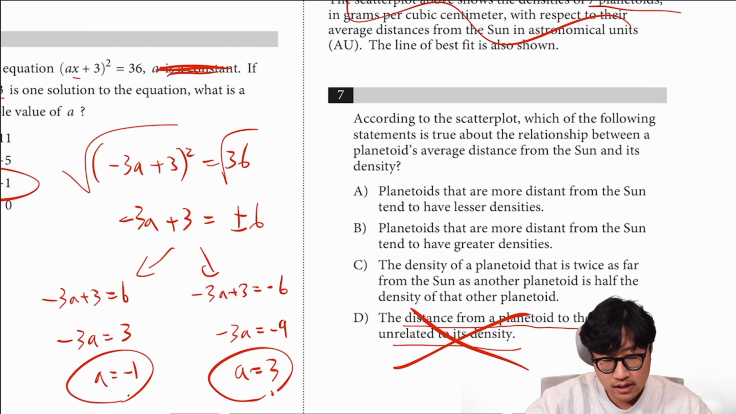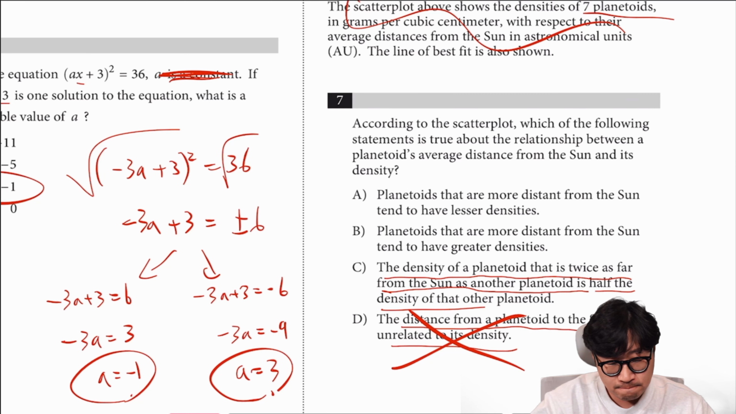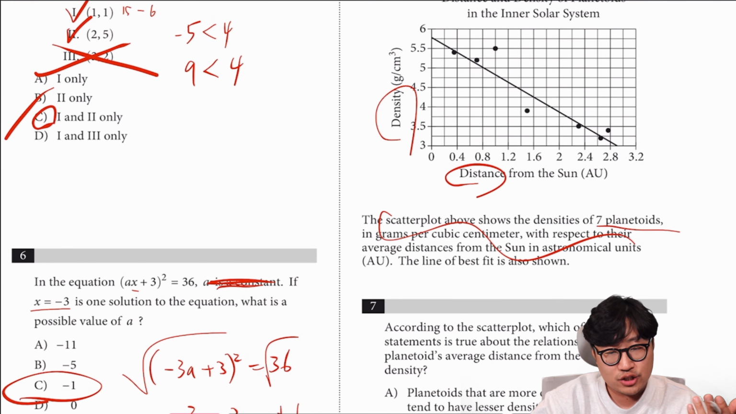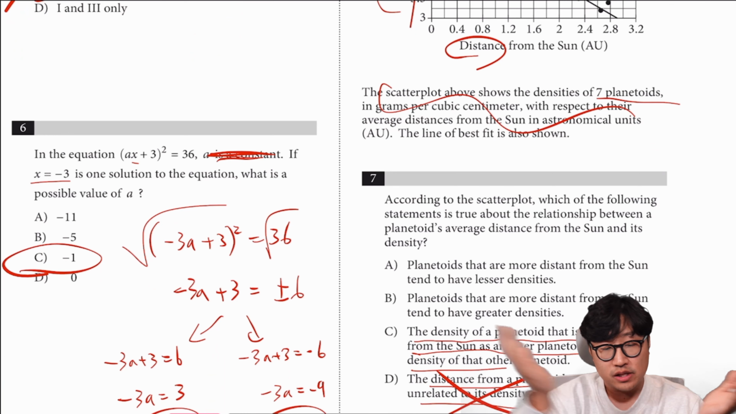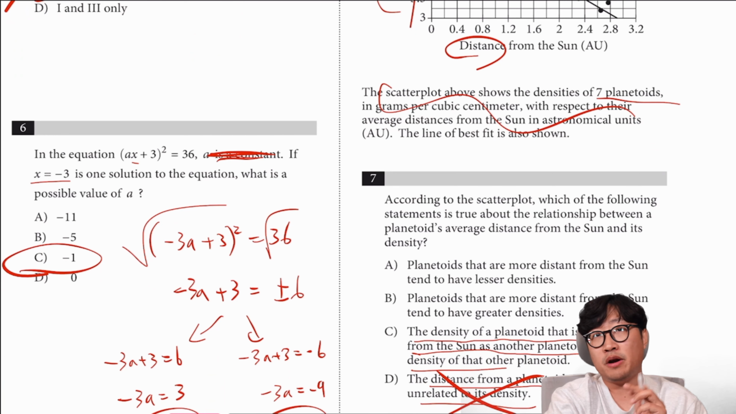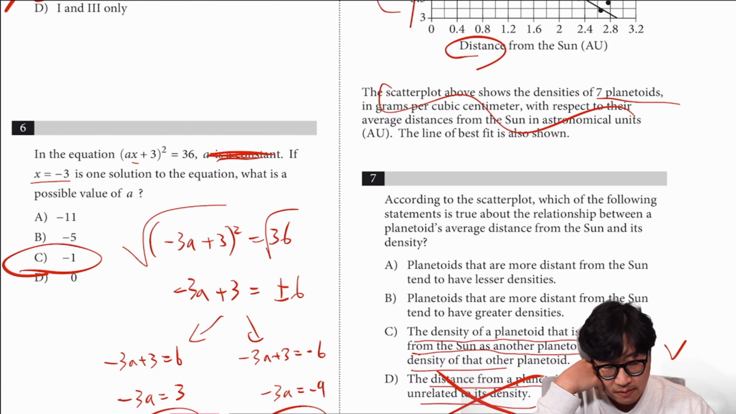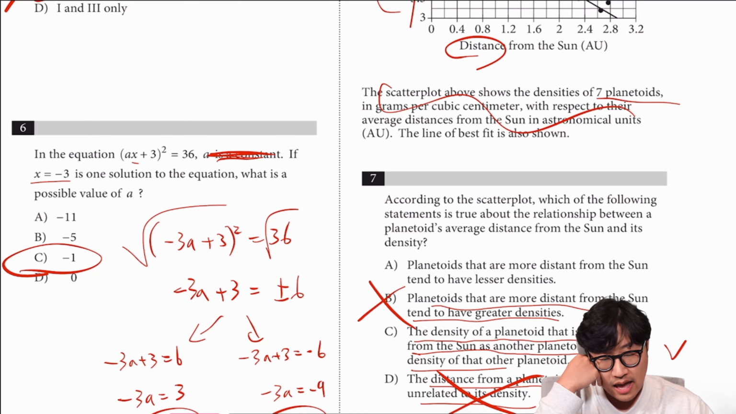It is related. C, the density of the planetoid twice as far from the sun as another planetoid is half the density. Yeah, I mean, I didn't really check that. I could go ahead and check it if I were to, but for now, that sounds about right, because it is an inverse relationship, right? So if one is twice, the other one better be half. I don't know. Maybe I like that. B, planetoids that are more distant from the sun tend to have greater density is absolutely false. And A, planetoids that are more distant from the sun tend to have lesser densities.